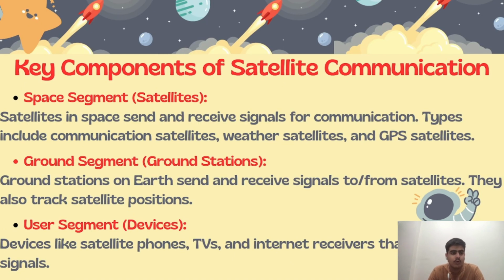Next, we will move toward the key components of satellite communication. The first one is the space segment, that is satellites. Satellites in space send and receive signals for communication. Types include communication satellites, weather satellites, and GPS satellites. The second is the ground segment, that is ground stations. Ground stations on the earth send as well as receive signals to and from satellites. They also track satellite positions. The third one is the user segment, that is the devices. Devices like satellite phones, TVs, and internet receivers use satellite signals.